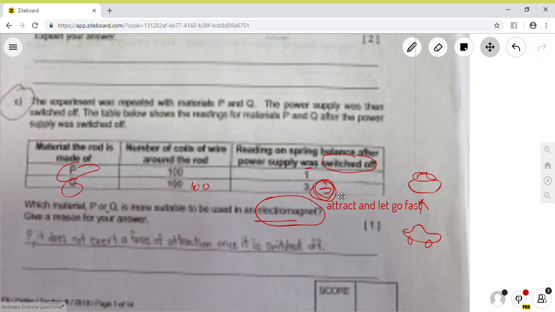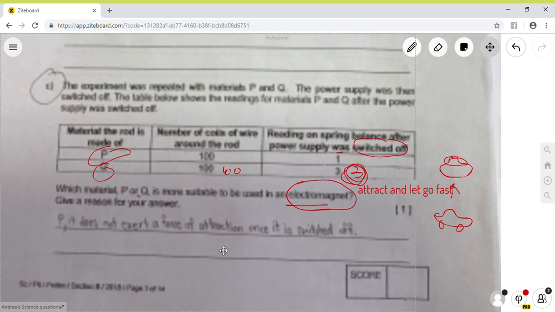But is the explanation a bit weird, right? It does not exert a force of attraction. I think they skip this explanation on the criteria for an electromagnet. So maybe you can add in: to be a suitable electromagnet, it must attract and let go of the magnetic material immediately. So P shows that it's able to let go immediately, whereas Q does not show that.